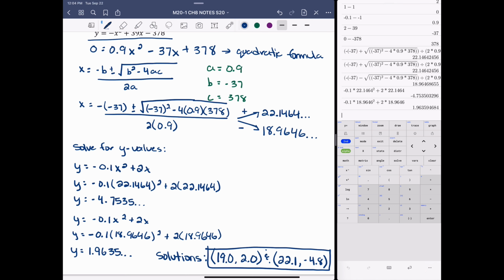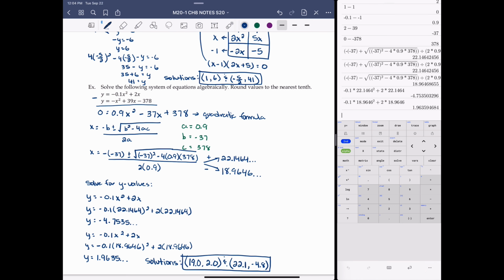So we used elimination here. Got down to one quadratic function. We used the quadratic formula to solve for the x-intercepts of that quadratic function. We then solved for the y values by subbing those x values into one of our equations. That is it for 8.2, solving systems algebraically.